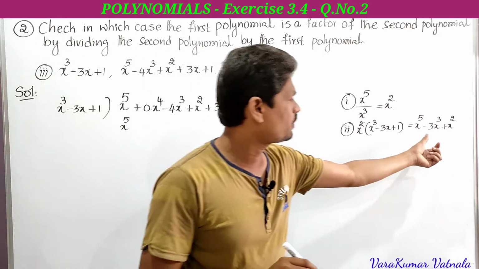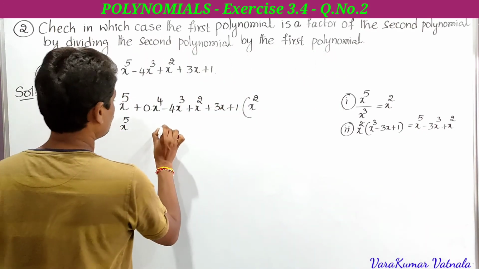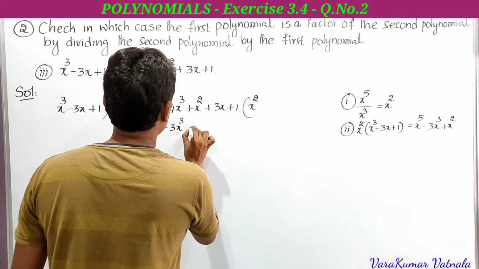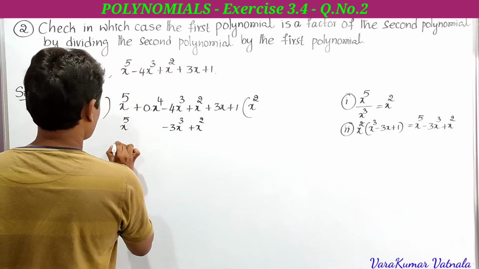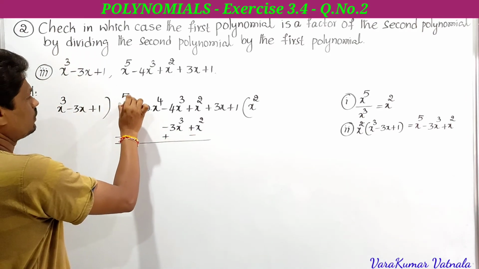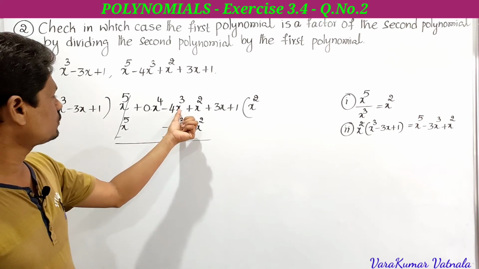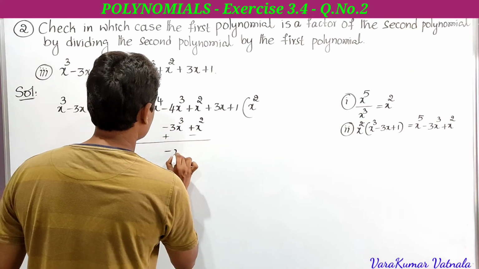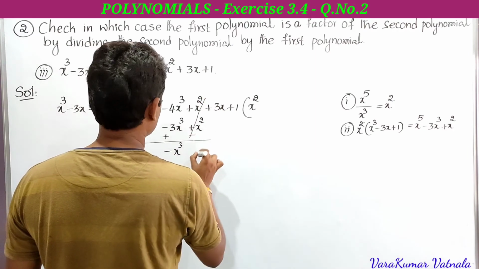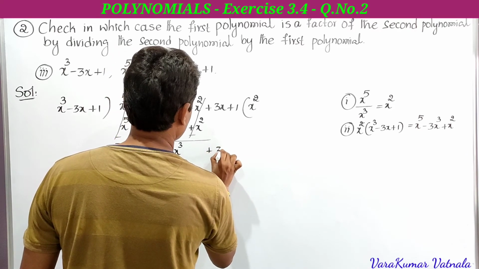So here there is no x to the power 4 term, so leave the x to the power 4 term blank. Here minus 3x cube is there, so write it below the x cube term, and plus x square. So now subtract. Upon subtracting, plus becomes minus, minus becomes plus. So x to the power 5 minus x to the power 5 gets cancelled. Here 0 into x to the power 4 we need not write. So minus 4x cube plus 3x cube, we get minus x cube. Plus x square minus x square gets cancelled. So next the plus 3x plus 1 is there. I am writing plus 3x plus 1.